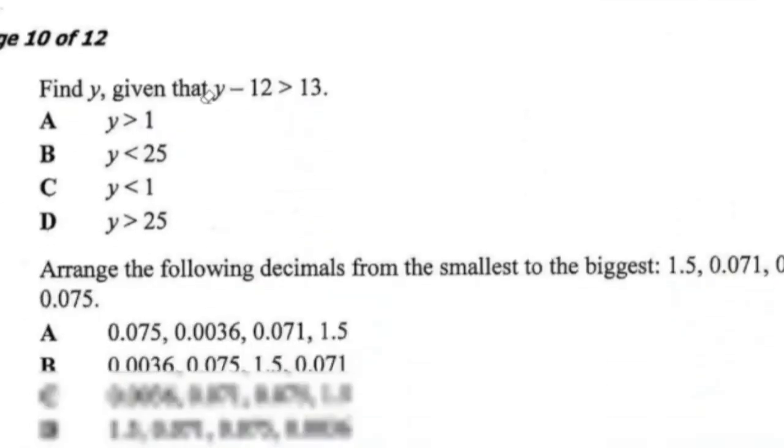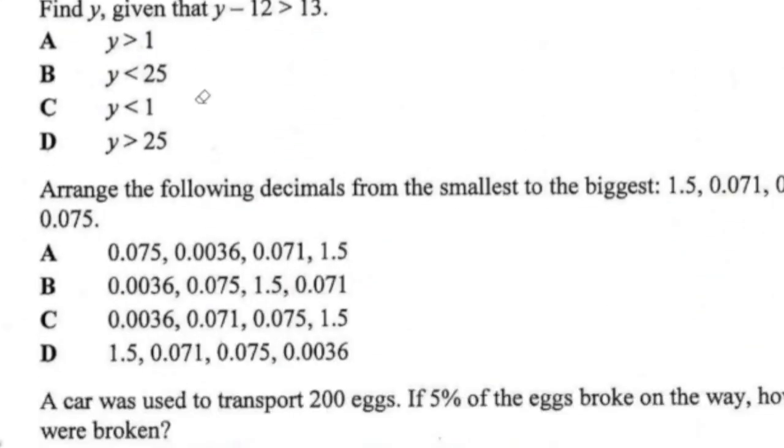We come to question number 44. Find y given that y minus 12 is greater than 13. So we need to find the value of y. What we're going to do is leave y alone. So we're going to write y is less than 13, because we are changing signs. This is going to this side, we are switching side, so this one is going to change the sign.